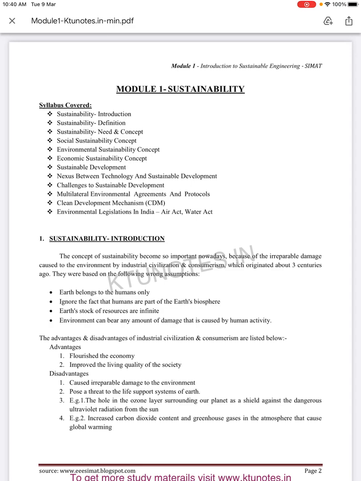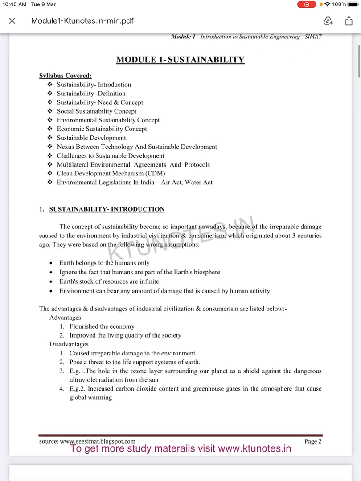Module 1: Sustainability. In the first module, we discuss sustainability introduction, sustainability definition, sustainability needs and concept, social sustainability concepts, and the types of sustainability, that is social, environmental, and economic sustainability, and sustainable development, the nexus between sustainable development and the challenges to sustainable development, multilateral environment agreements, clean development mechanism, and environmental legislations in India.